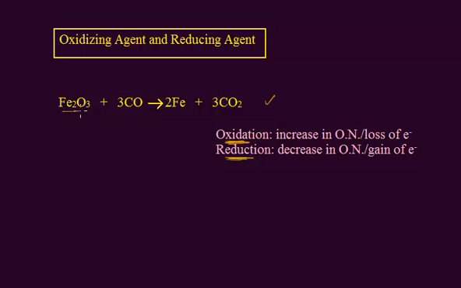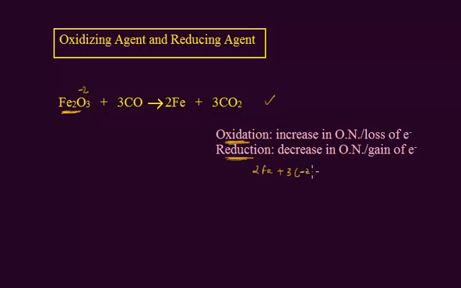Let me take the first compound, that is ferric oxide. The usual oxidation number of oxygen atom is -2. We calculate the oxidation number of Fe atom. There are 2 Fe atoms, so I put here 2 Fe plus. There are 3 oxygen atoms, so I put here 3 with a bracket. The oxidation number of oxygen atom is -2.